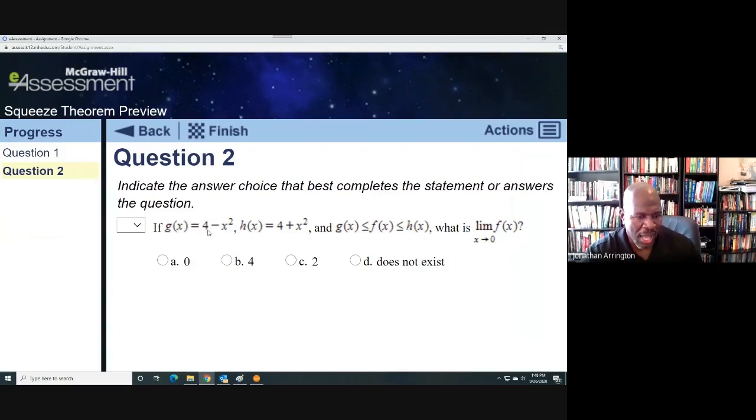If I plug in 0 into g, I get 4. And if I plug in 0 into h, I also get 4. So that means the limit of f as x goes to 0 must be 4. So you can see the type of way you're going to see the squeeze theorem. You'll see this provision. Now you have to remember it.